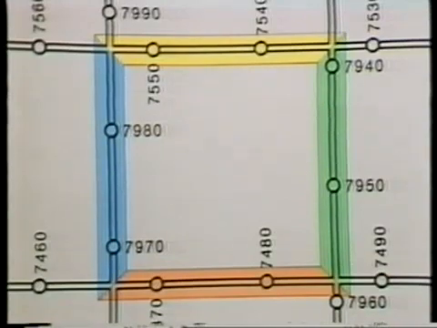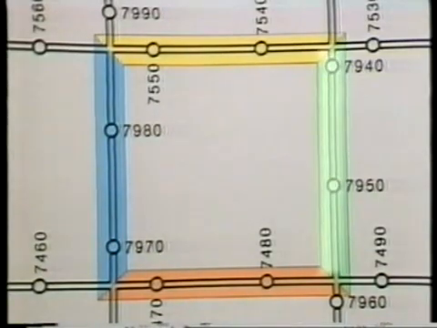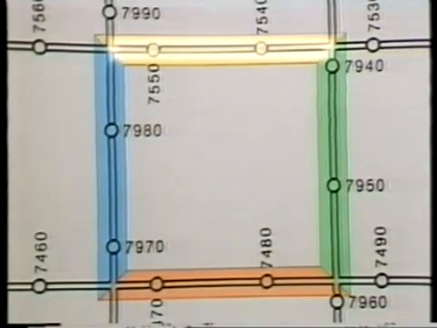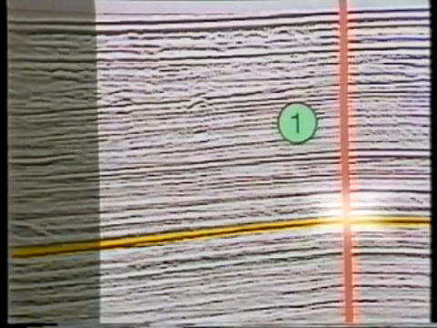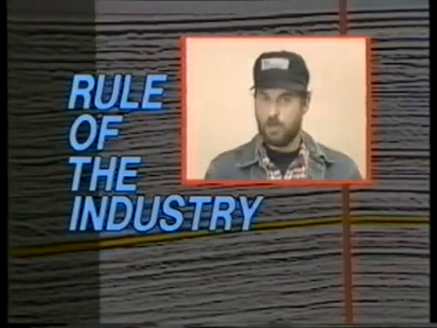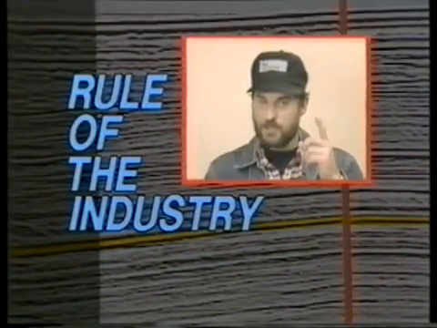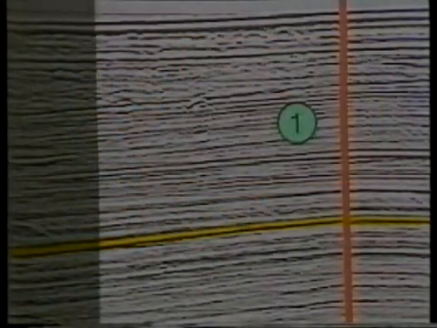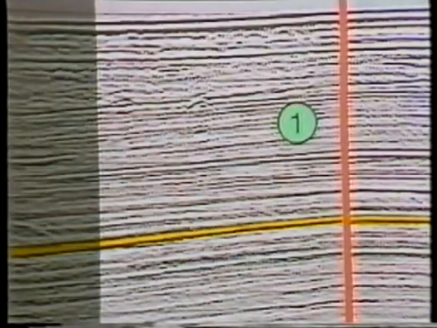Now we come to the moment of truth. Will the fourth pick tie with the first? The first, the tie point, and the fourth. Bravo, it ties. Always, always check your picks around closed loops. It gives us such a nice warm feeling when they tie.